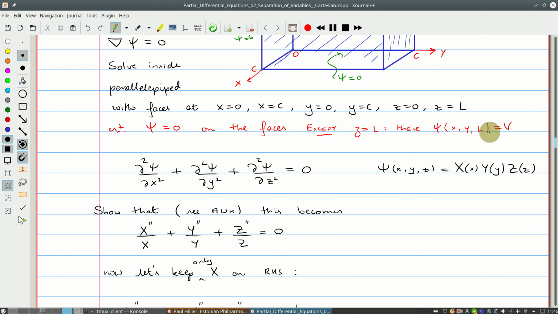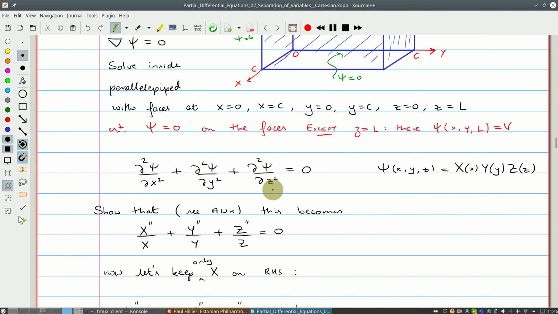So let's put down our boundary conditions then. Psi is 0 on the faces except the face where z is equal to L. Here psi of x, y, L is a constant which is equal to V, our potential. So this is the Laplace's equation in x, y, and z coordinates. And now we're going to use the ansatz that psi is capital X, which is a function of little x, capital Y, a function of little y, capital Z, a function of little z.